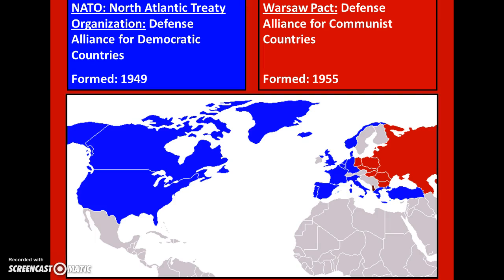6 years later, Stalin formed his own pact, the Warsaw Pact. This was made up of the USSR and all of Stalin's satellite nations as an alliance for communist countries and was in direct response to NATO.